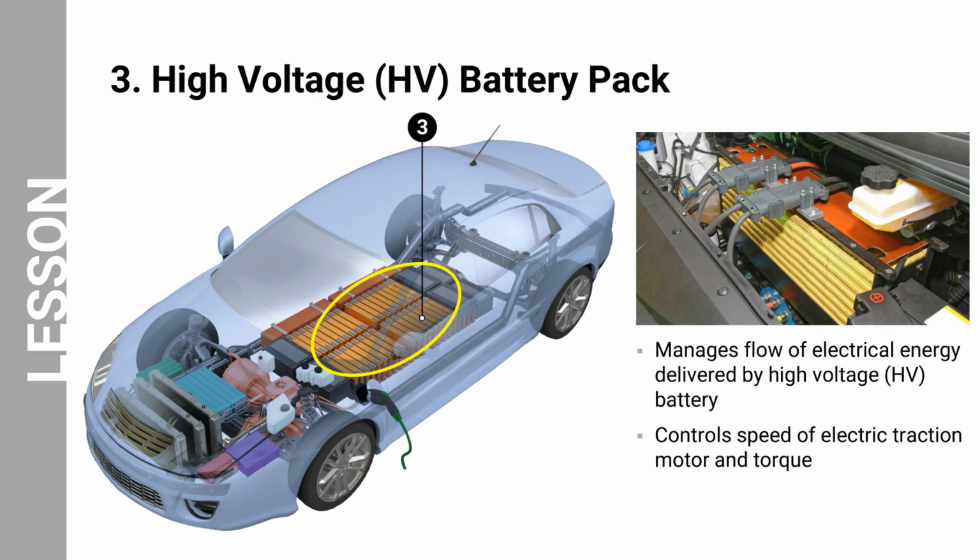Let us now look at the high voltage battery pack, abbreviated as HV battery pack. It is also referred to as the battery pack, power pack, or the traction battery pack. So, what is a high voltage battery pack? It is a collection of individual batteries or cells that store electrical energy to power the vehicle. These batteries are usually rechargeable and are typically lithium-ion batteries.